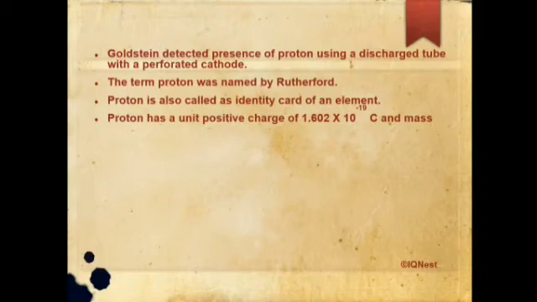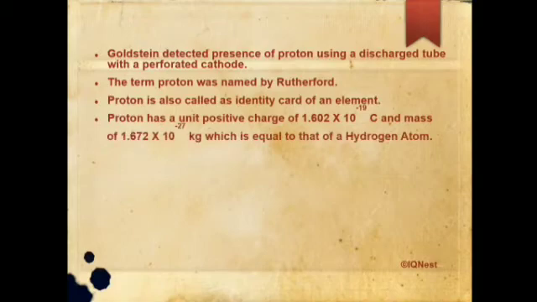A proton has a unit positive charge of 1.602 into 10 raised to minus 19 coulomb and mass of 1.672 into 10 raised to minus 27 kilogram, which is equal to that of a hydrogen atom. So earlier we studied that the electron has a negative charge and here the proton has positive charge.